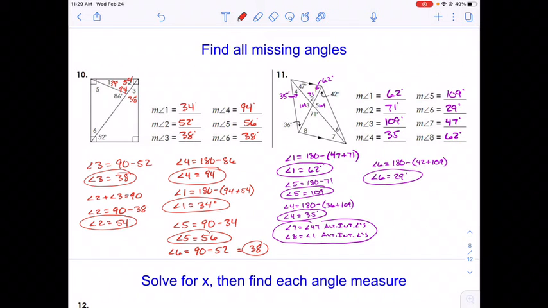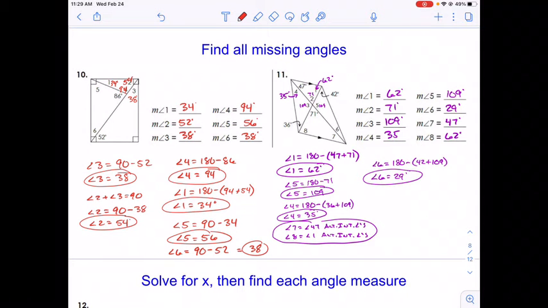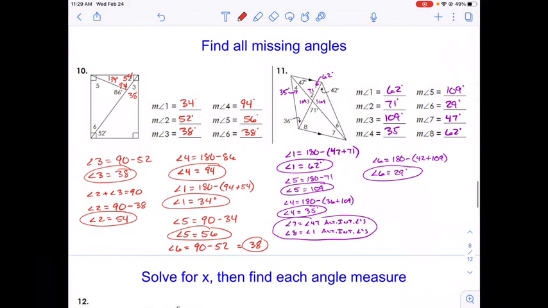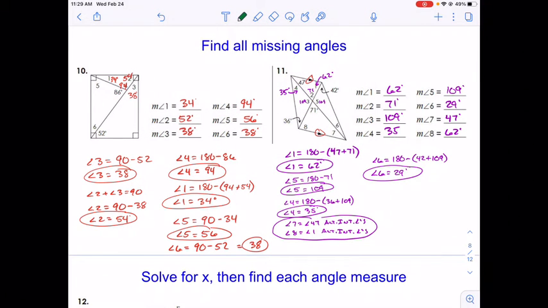Now, one thing we can recognize here is that angle 1 and angle 8 are alternate exterior angles, because remember, these arrows mean the lines are parallel. So therefore angle 8 is going to be the same as angle 1, which is 62. The same thing with 7: alternate exterior angles here. 7 and 47 would be the same.